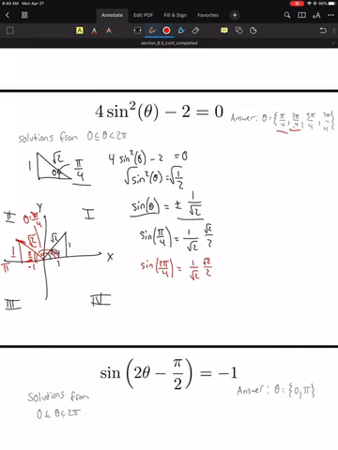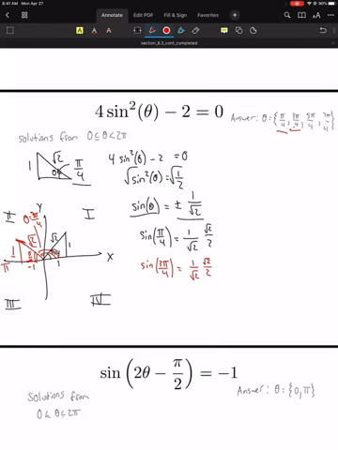So that's my second solution there. If the question just asked 4 times the sine of theta minus 2 is equal to 0, then those two would be the correct answers, and that would be it. But I now have 4 sine squared of theta minus 2 is equal to 0, and when I have squares in there, it turns everything positive, so I have solutions in quadrant 3 and quadrant 4 as well.